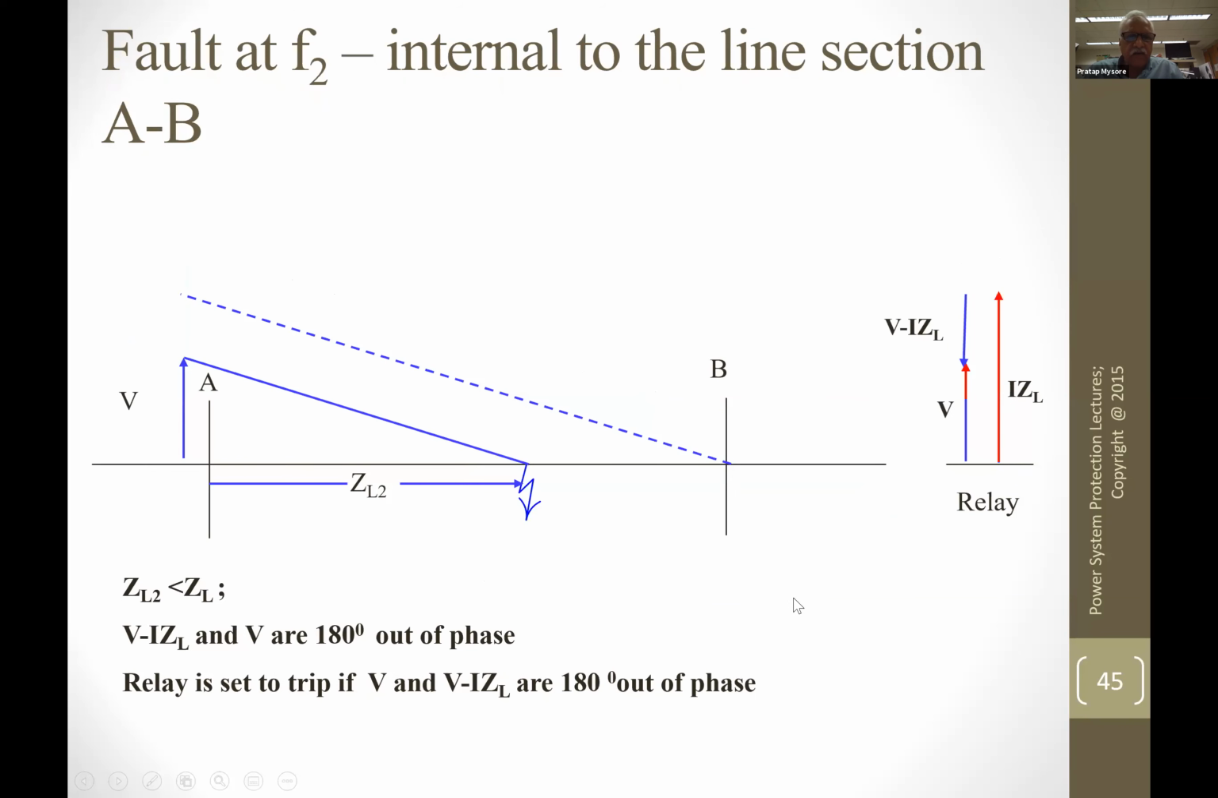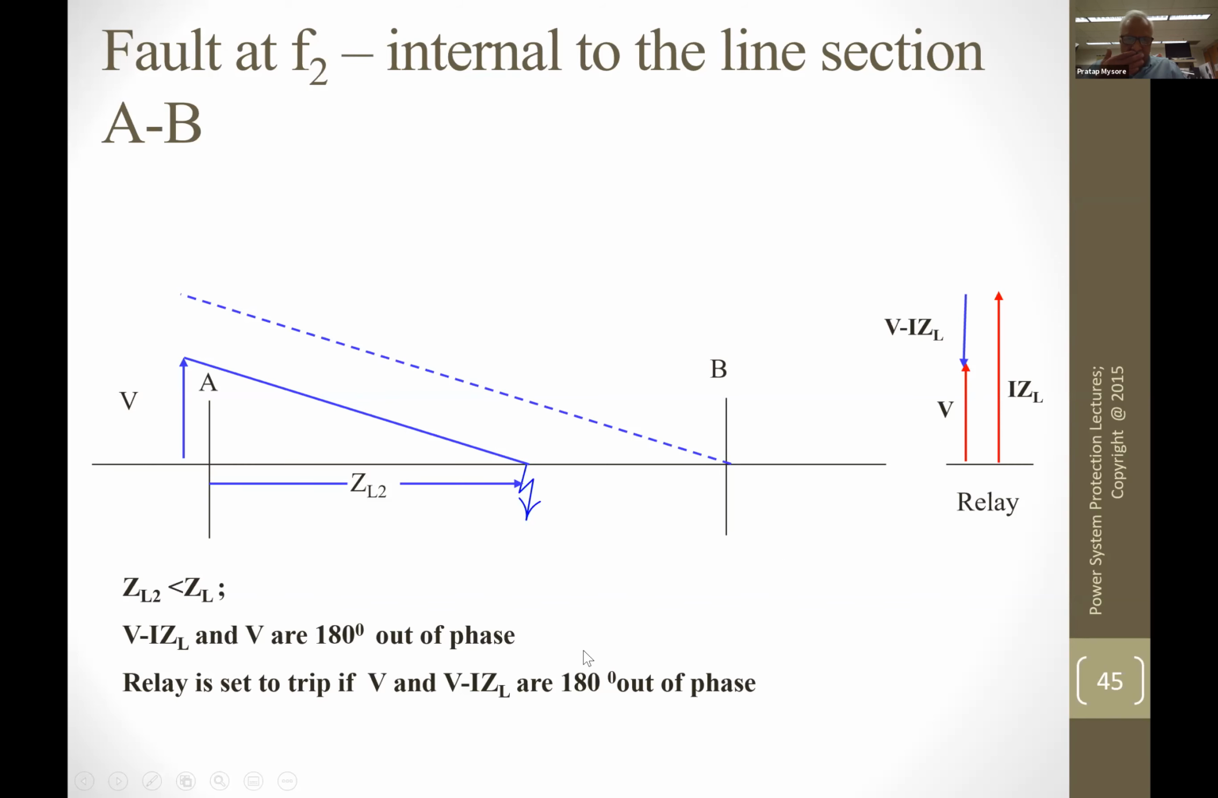Now let's look at the internal fault. ZL2 is the impedance up to the fault point, which is definitely less than ZL. So I times ZL2 is what? This voltage is the voltage available to the relay V, but IZL, which is inside the relay, is greater than this value, right? So V minus IZL is 180 degrees out of phase with the voltage V. So when you compare this phase relationship for any fault inside section A and B, we find that V minus IZL is 180 degrees out of phase with V, so we allow the relay to trip.